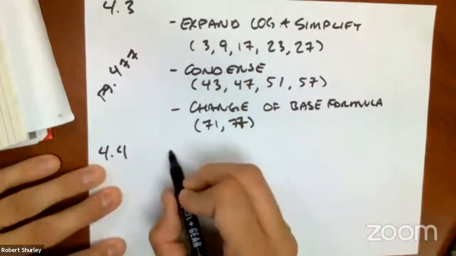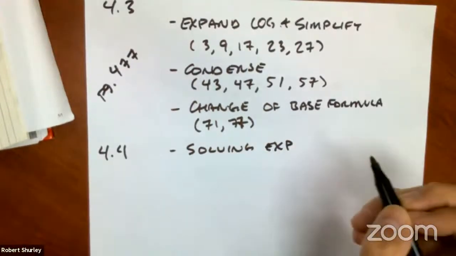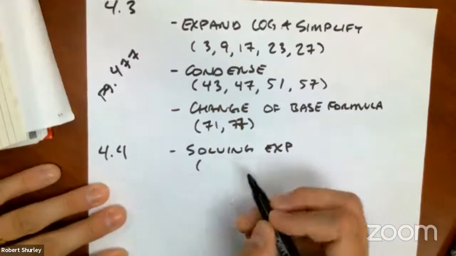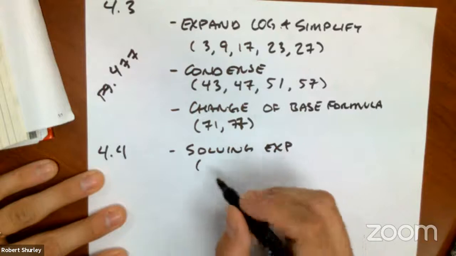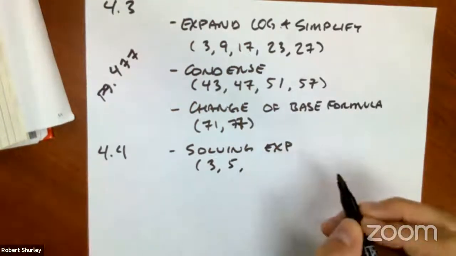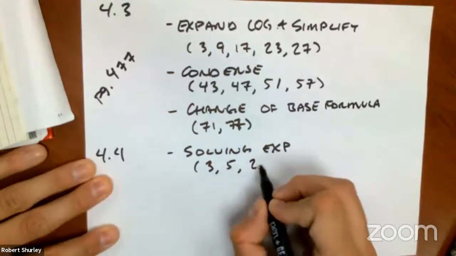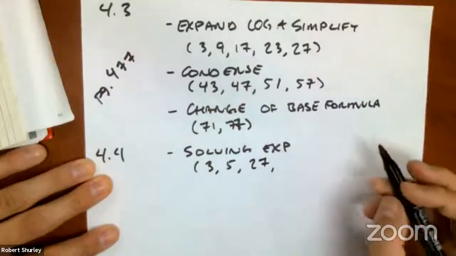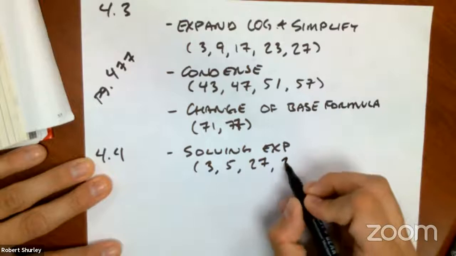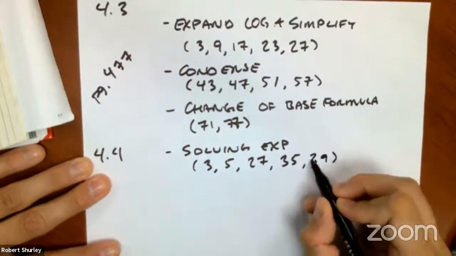4.4 was on solving. We had solving exponents first, right? The book went over two different ways to solve, and the lecture went over two different ways to solve exponents. It would be like number 3, 5. That's kind of the first way of doing it. And then, what if we can't get it into a common base? That would be like 27, 35, and then like 39. Those are all good examples.